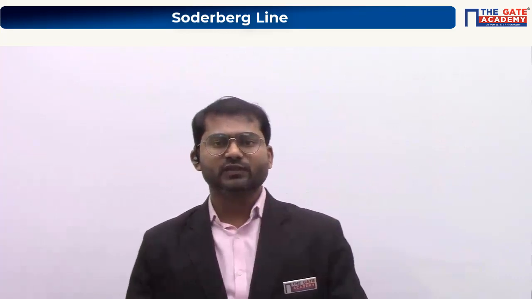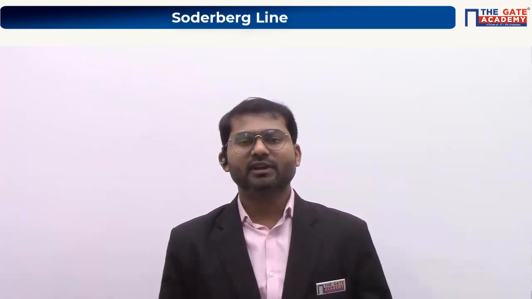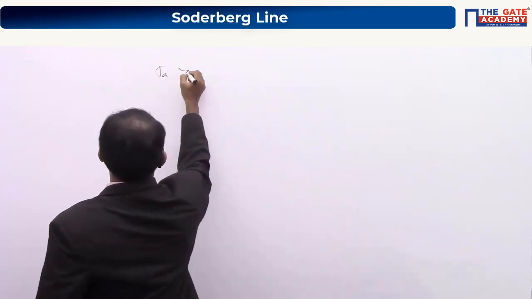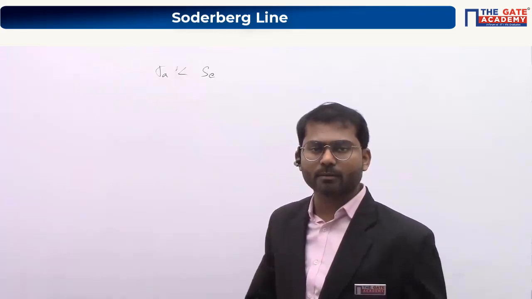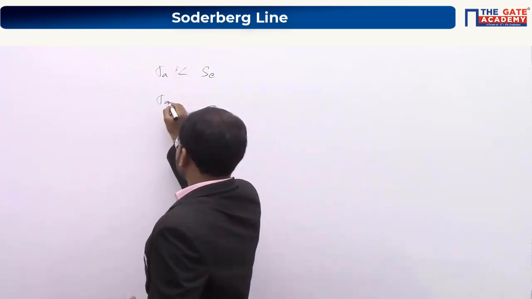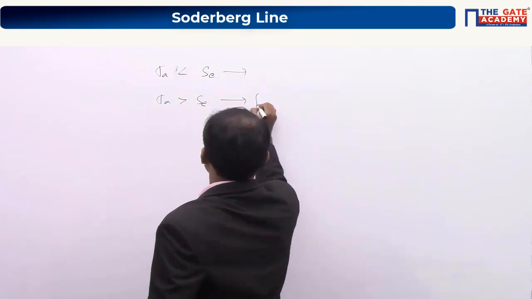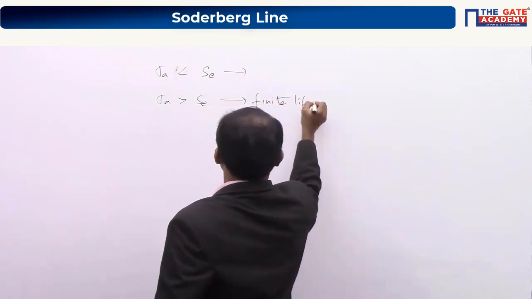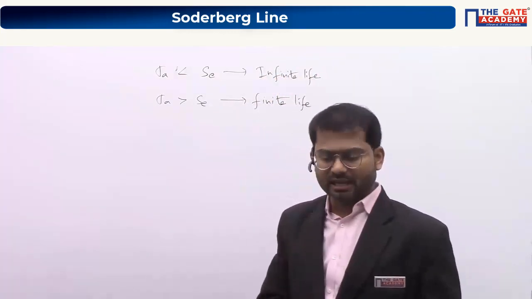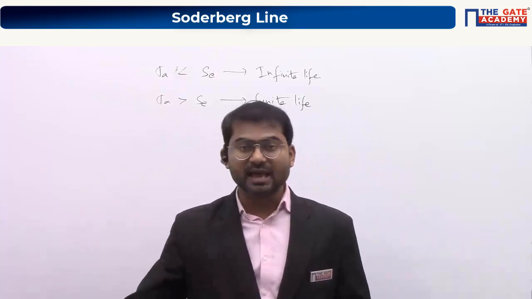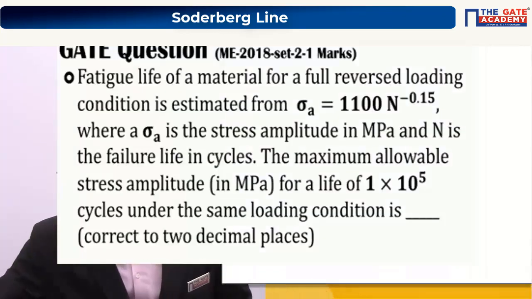Okay, now let's come to the next one. Design for infinite life. Designing for infinite life means we are expecting the component to never ever fail at all. So the only option we have is, in reversed cases, stress amplitude should be less than endurance limit. If stress amplitude is less than endurance limit, the component will have infinite life. If stress amplitude is more than endurance limit, then we have finite life. So designing for infinite life means you have to keep the stress amplitude less than the endurance limit. Understood? That is the only answer for this one.